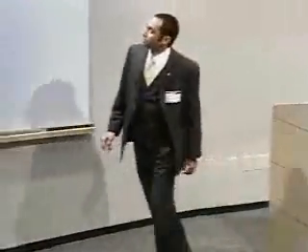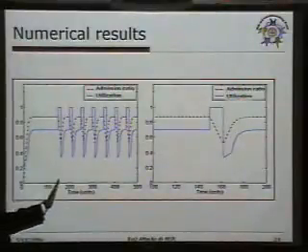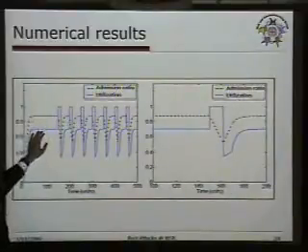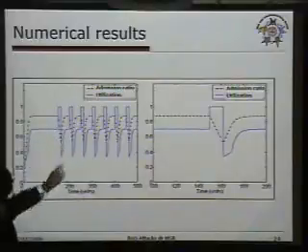So these are the numerical results. What I'm showing here on the x-axis is time. On the y-axis, I'm showing the admission ratio and the utilization. The attack is launched at time 150. Before that, the admission ratio was around 0.9, and the utilization was about 0.75. And you can see here the effect of the attack.